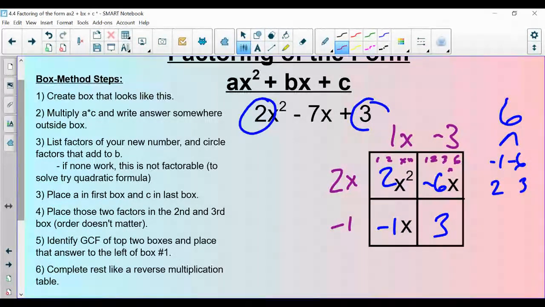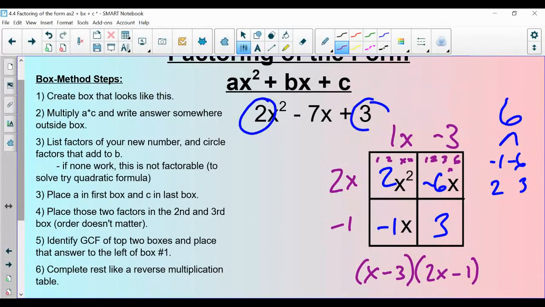And I really want you to get in the habit of this as a check. This one times this one should be 3, and it is, right? Negative 1 times negative 3 is 3. So if my task said to factor it like it did, this is going to be one set of parentheses, 1x minus 3, or just x minus 3. And the other set of parentheses is going to be 2x minus 1.